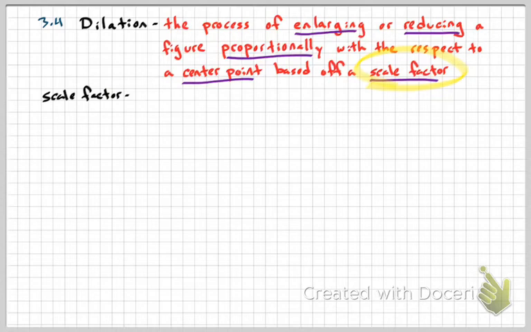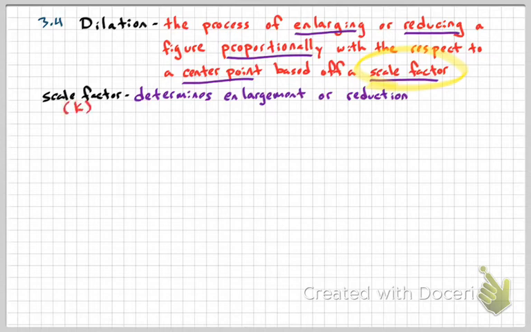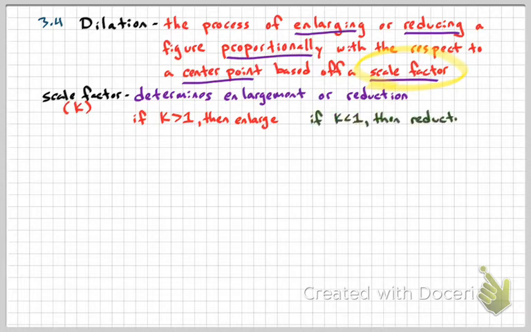So as I just got done talking about the scale factor, that's what determines how much bigger or smaller, or we call that enlargement or reduction. The capital letter K is usually used to represent scale factor, so that's the variable. And if K is greater than 1, then you're going to have enlargement. So if your scale factor is bigger than 1, your figure is going to be getting bigger. If your K is less than 1, then that is reduction.